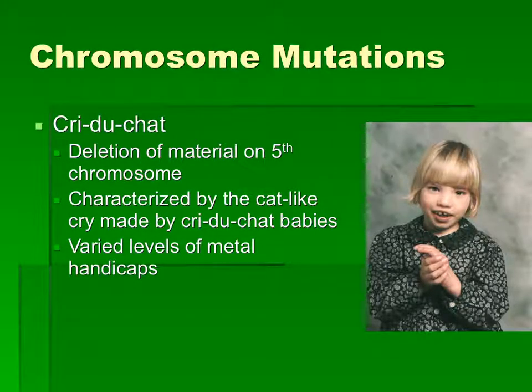Another chromosome mutation is the Cri-du-chat syndrome. We've deleted material on the 5th chromosome, and again, nothing that you need to write or know, just some examples. And again, usually results in various levels of mental handicaps. And the babies who suffer from this syndrome have a cry that sounds a lot like a cat, like a meow.